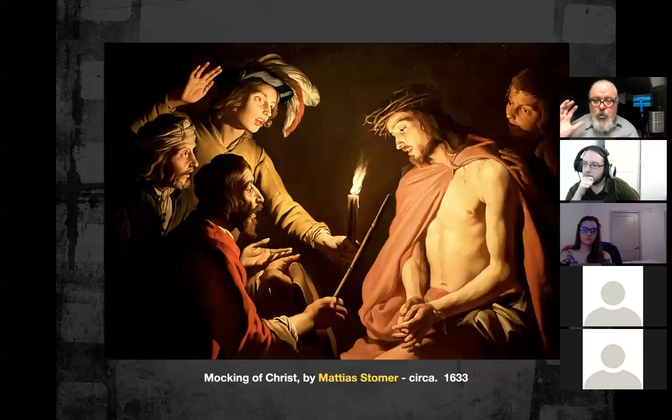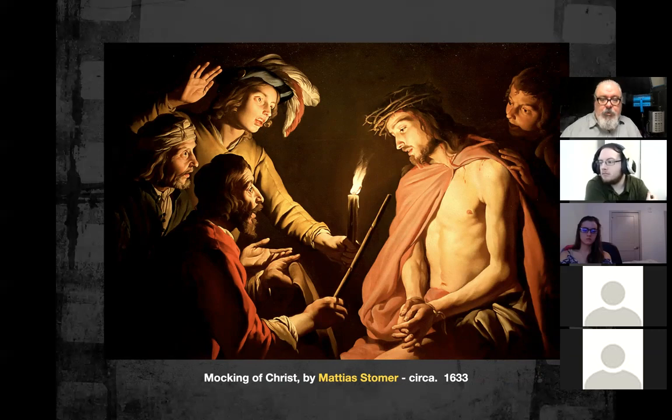This panel is hugely informative to anybody who studies lighting and cinematography. And it's one of my favorite panels because it's also the discussion of the foot candle. So I love The Mocking of Christ by Stomer for all of those reasons.